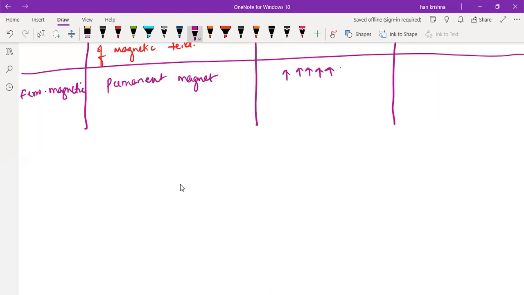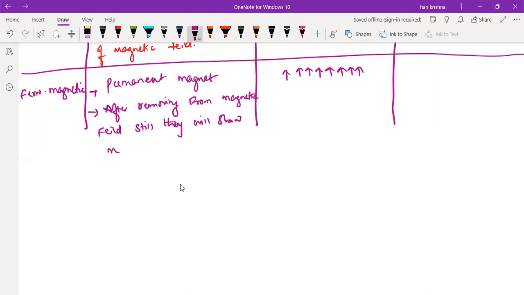So it will have the domain perfectly in only one alignment. And if you remove the substance from the magnetic field also, they will still act as permanent magnets. Still they will show magnetic behavior.